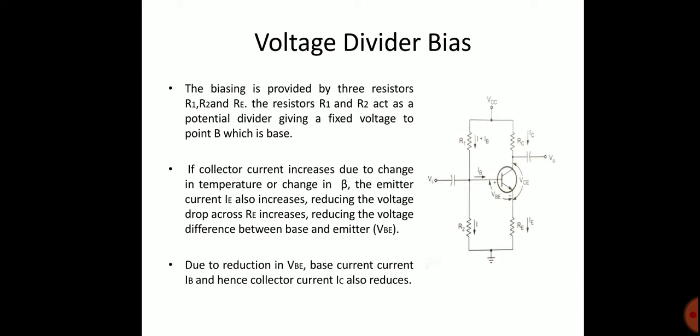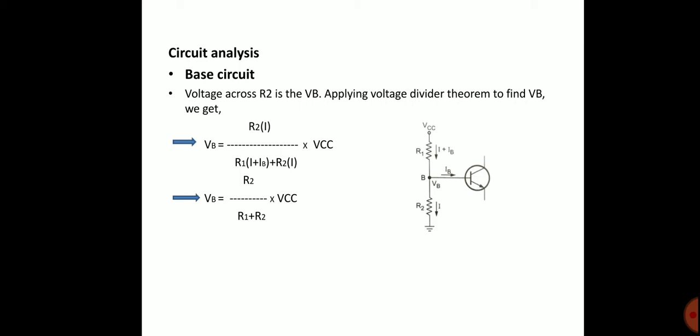We see the structure of voltage divider bias. In this structure, on the base biasing side, the R1 and R2 resistances are serially connected to the base-emitter voltage side, and the RE resistance is connected to the ground. Now we are going to analyze the circuit in voltage divider bias.